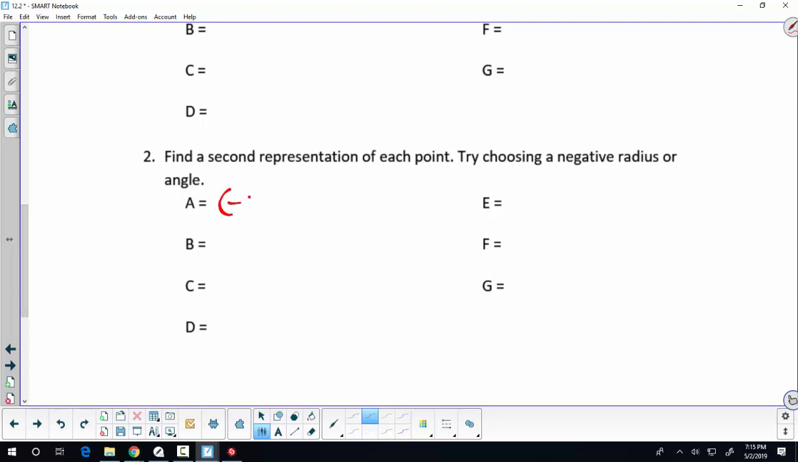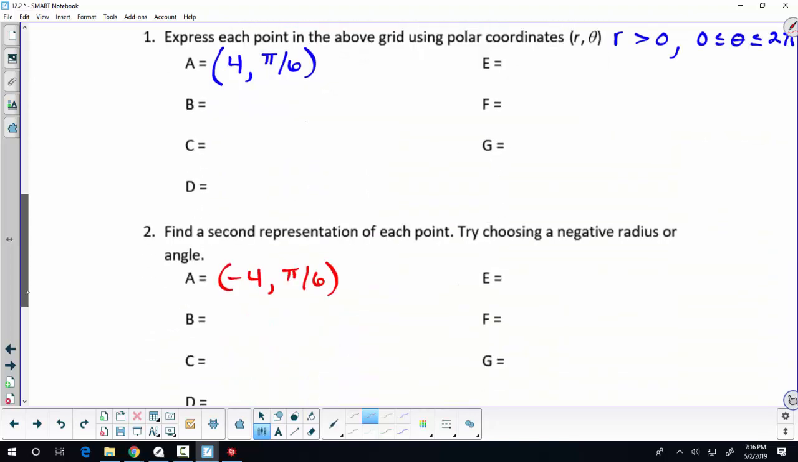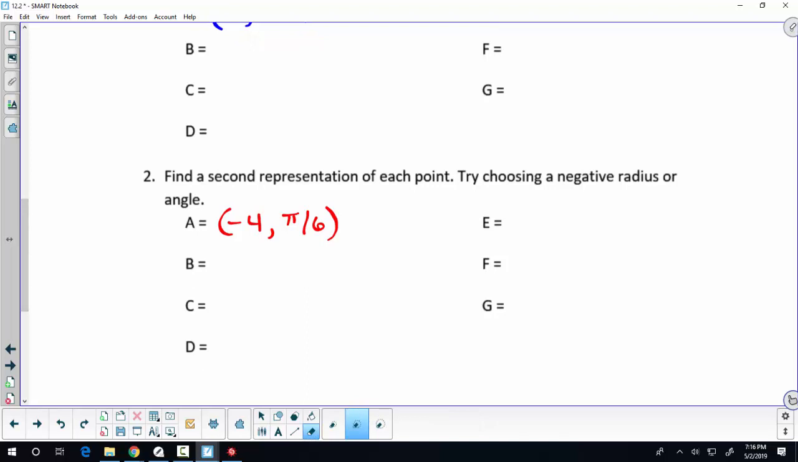Okay, so what would negative 4 comma pi over 6 give us? Yeah, across from it. So if all we do is negate r, we get that point reflected through the origin. So if 4 comma pi over 6 is here, then negative 4 comma pi over 6 is here. So that's not correct. The one I heard was negative 4, 7 pi over 6. Is that right, Richie? What do y'all think?